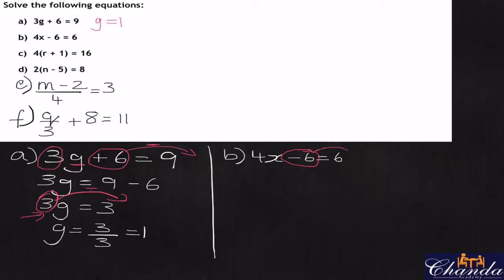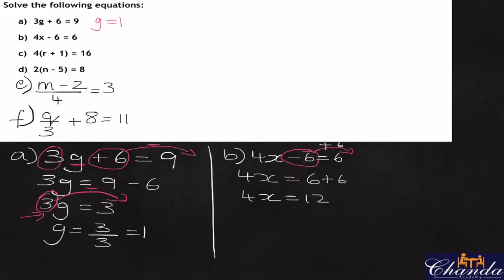So taking it to the other side, it becomes a plus, because remember, the opposite of minus is a plus. Or the other way to look at it is when you're deconstructing back from the output towards the input, the very first operation you would do is the opposite of the minus 6, which is obviously plus 6, okay? So that becomes 4x is equal to 6 plus 6. So 4x is equal to 12.